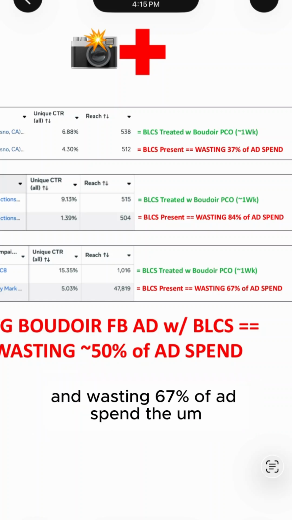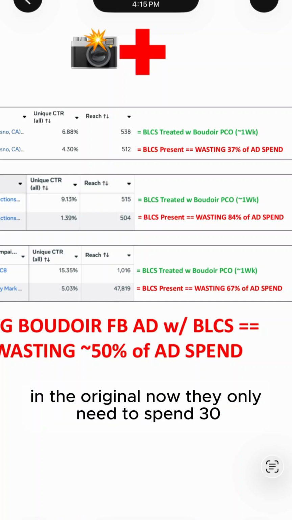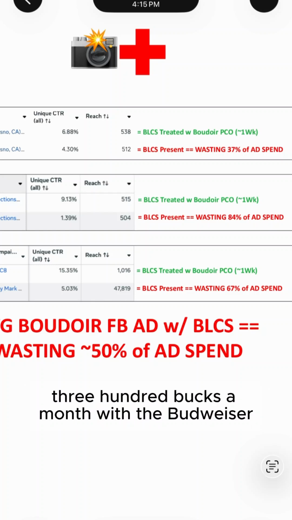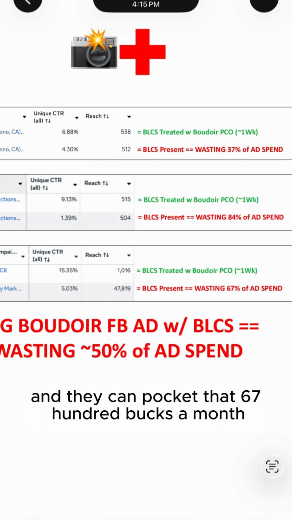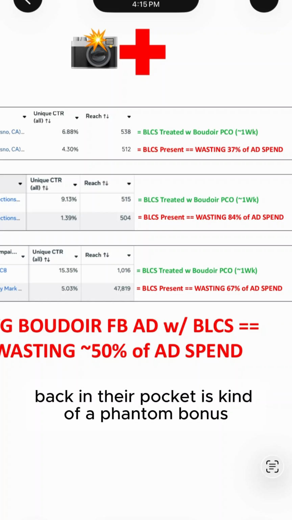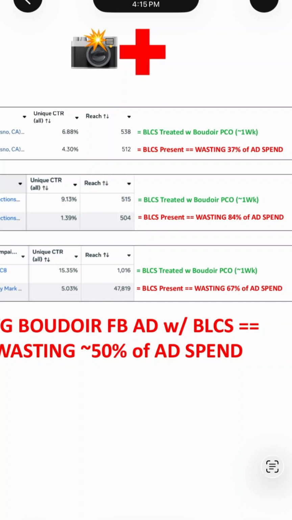And wasting 67% of ad spend, that means they're spending 10 grand a month in the original. Now they only need to spend $3,300 a month with the Boudoir Pico treated ad and get their ad into the same number of women's brains in both scenarios. And they can pocket that $6,700 a month back in their pocket as kind of a phantom bonus. That's like $80K over the next 12 months.